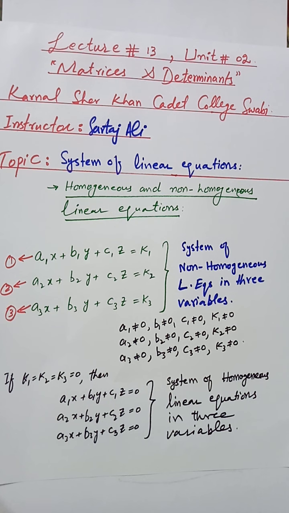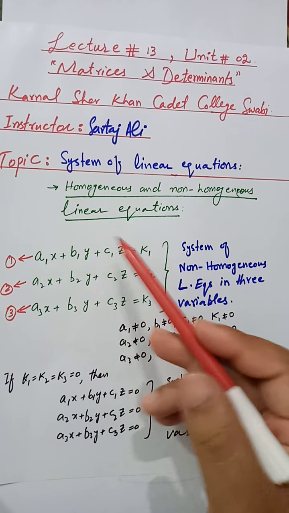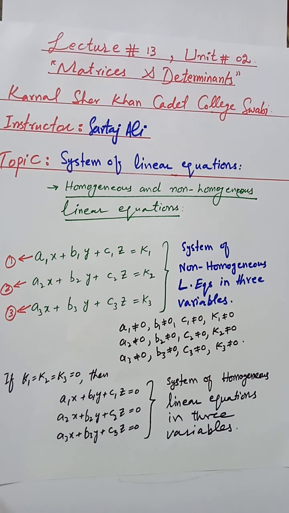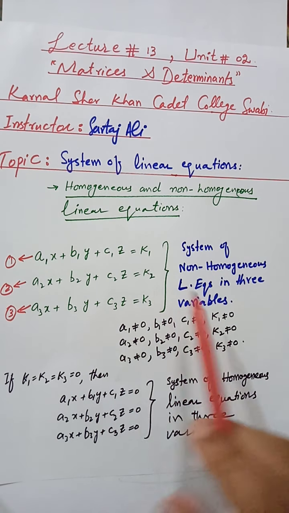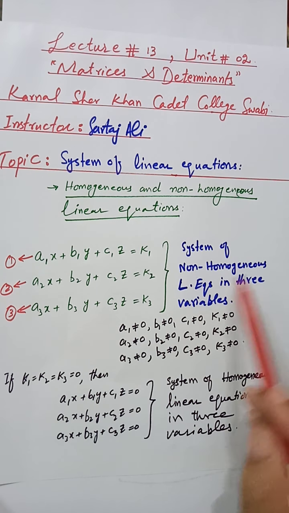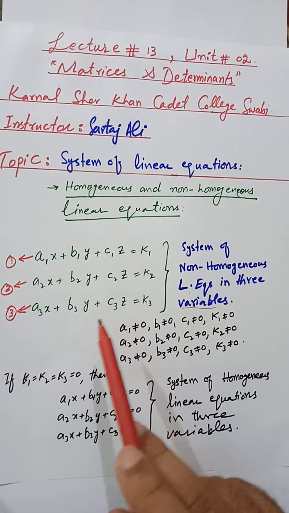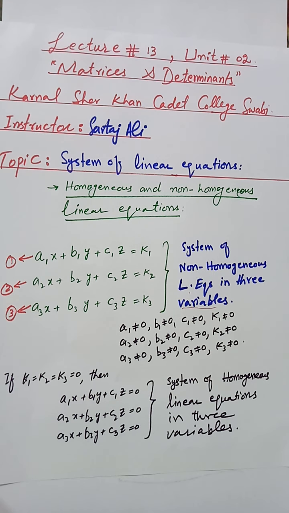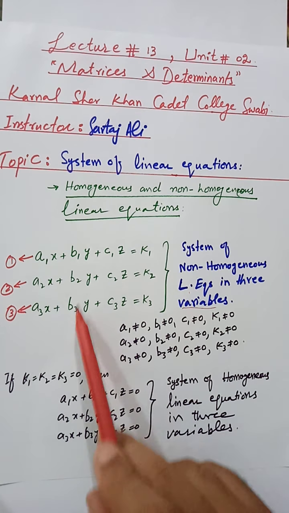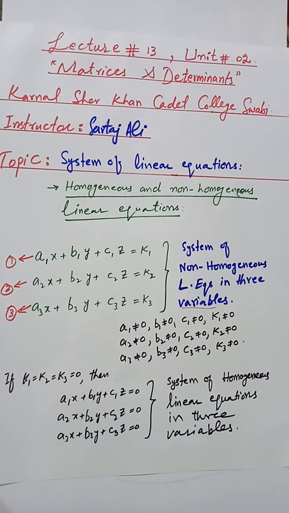So if k1, k2 and k3 are non-zero and the coefficients of the variables in all equations are non-zero, this system is called the system of non-homogeneous linear equations in 3 variables. In this video lecture we will discuss the solution of such type of system of non-homogeneous linear equations.